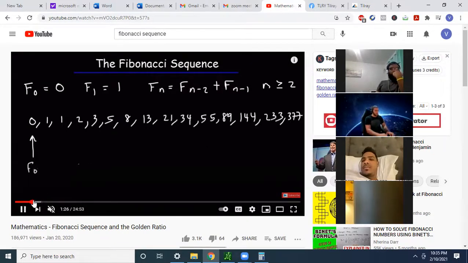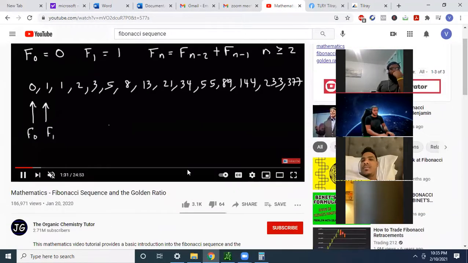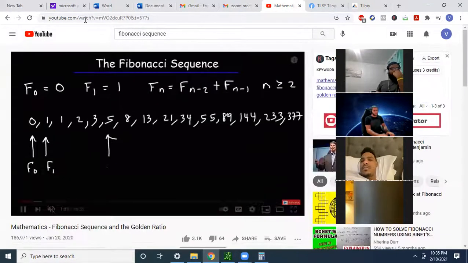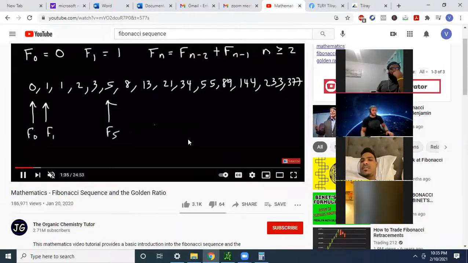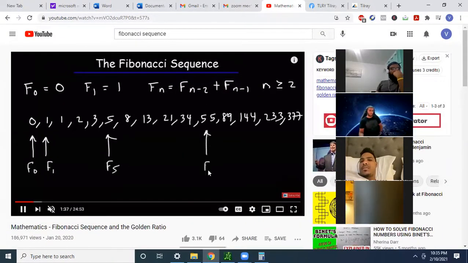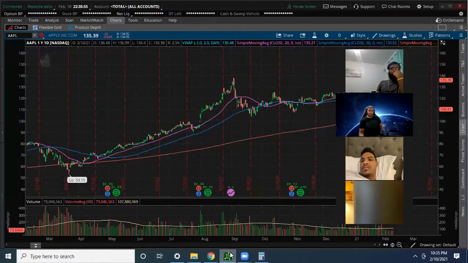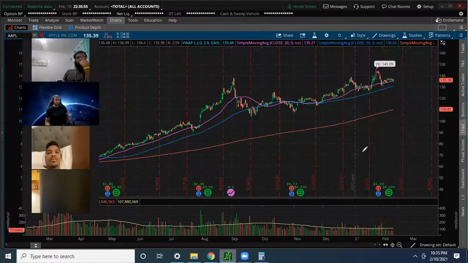Okay? And like I said, everything in nature grows that way. When you look at a person, even a person's face follows the Fibonacci sequence. Everything follows it, stocks included. And we'll see how.